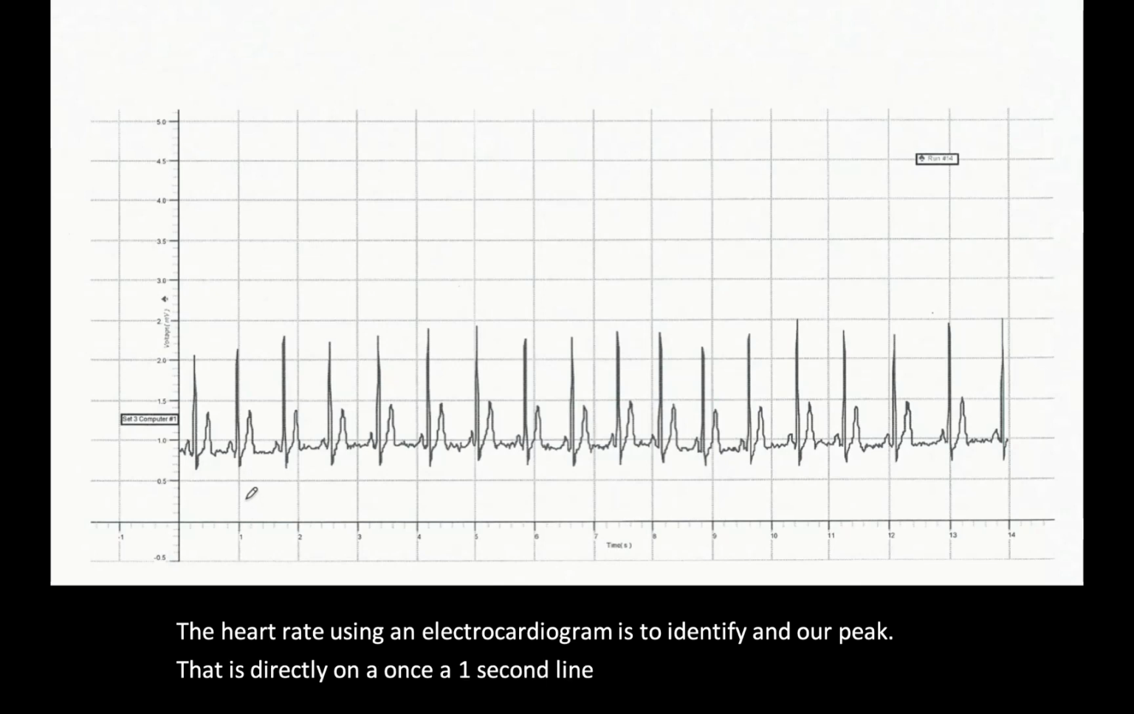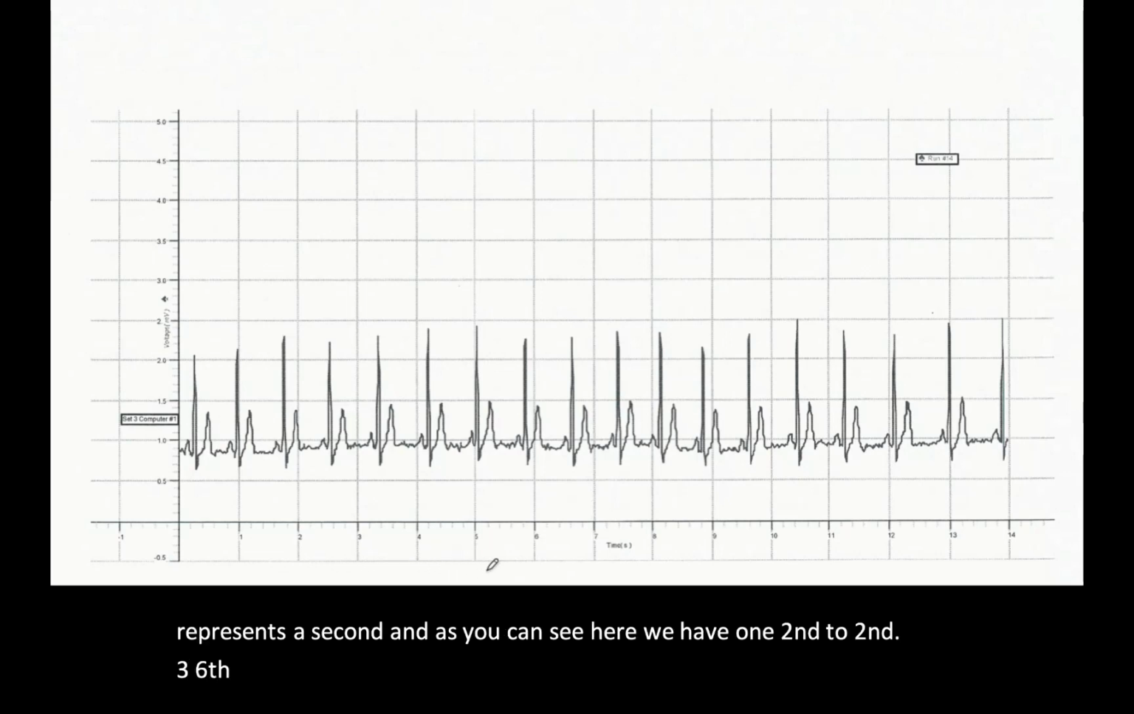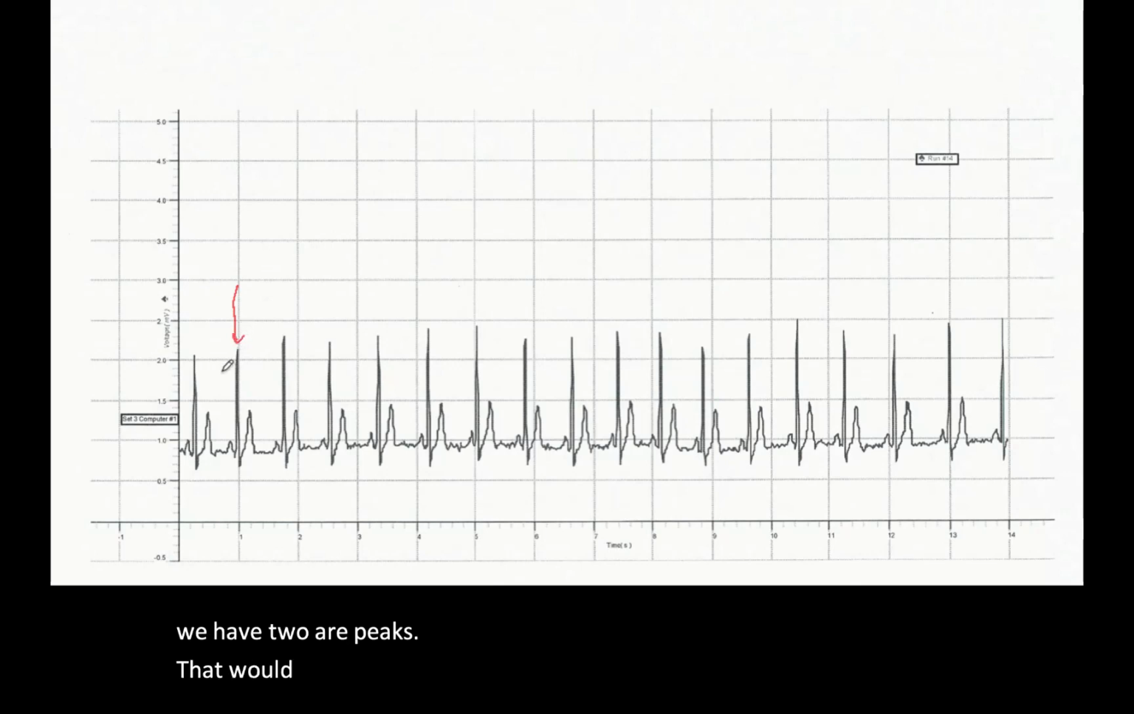And so these lines right here represent a second. And as you can see here, we have 1 second, 2 second, 3 second, 4 second, 5 second, 6 seconds, all the way up to 14 seconds. And on this EKG, or ECG, we have 2 R peaks that would qualify. This R peak could be used, and really this R peak here could also be used to go ahead and calculate out our heart rate.